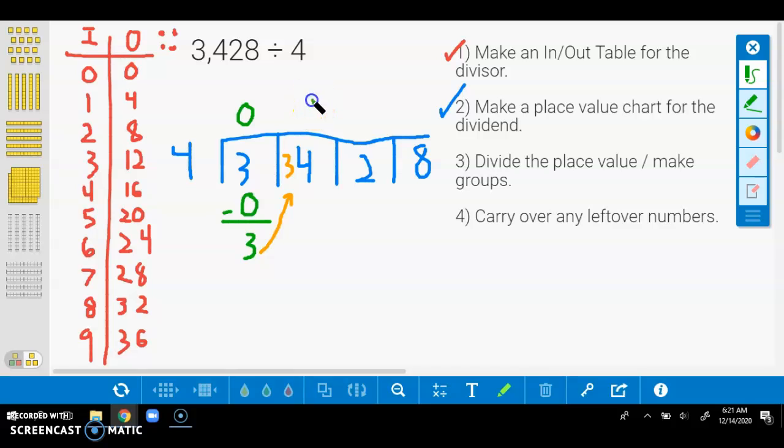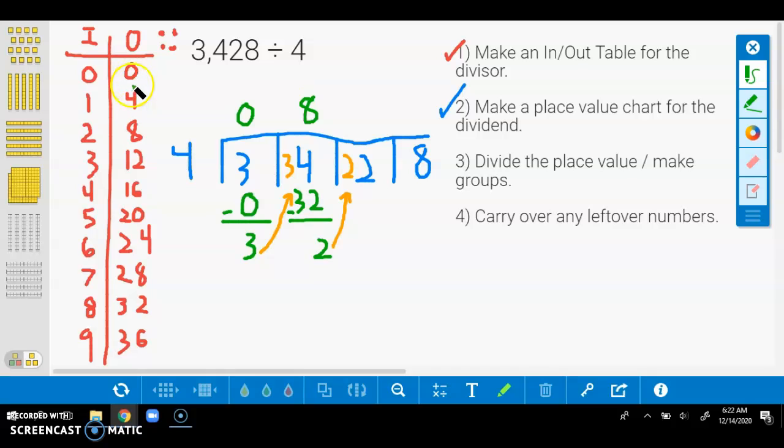So with 8 groups, I would use up 32 items. Now this is why some people call this a top-bottom chart, because the groups go on top, the number in that group goes on bottom. Okay. So, subtracting this, I would have 2 left over, which means I carry over 2 hundreds to become 20 tens. So now I'm dividing 22.